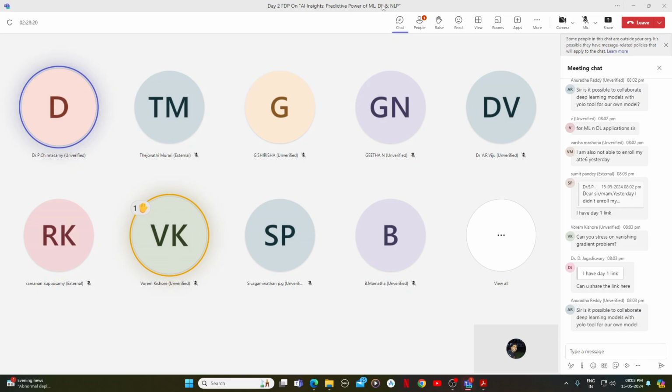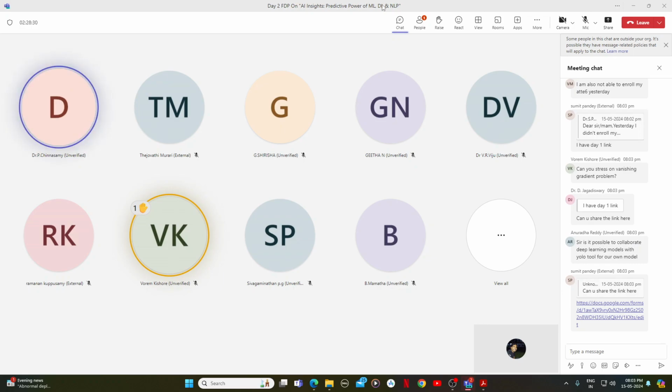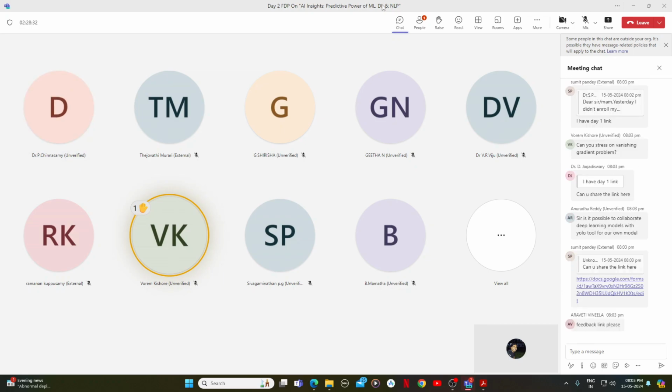Sir, is it possible to collaborate a deep learning model with the YOLO tool for our own model? Yes, but YOLO is only for object detection or object movements. We can.